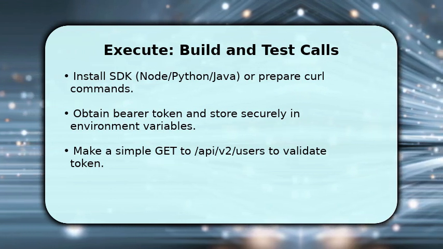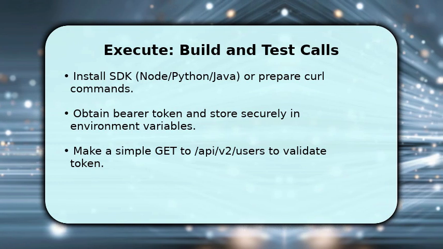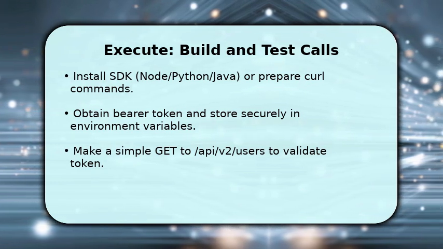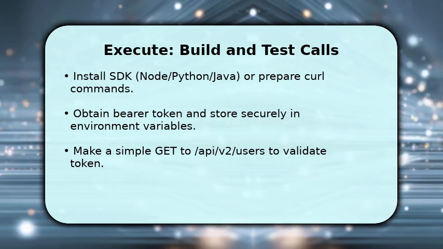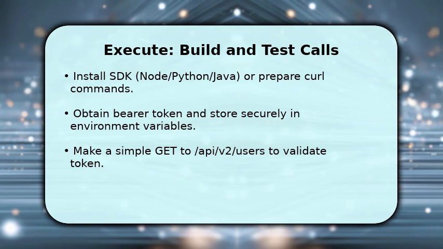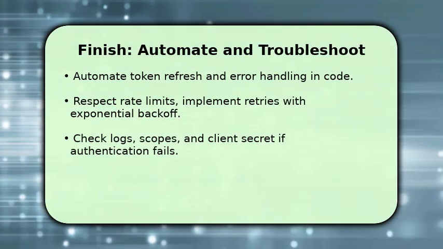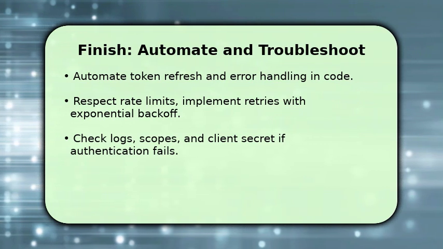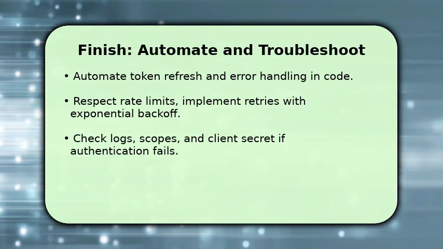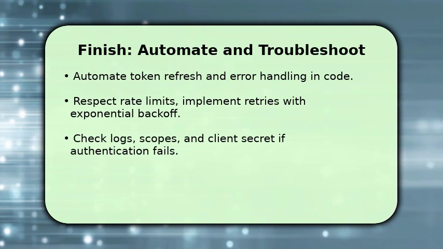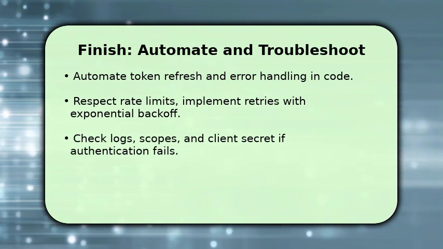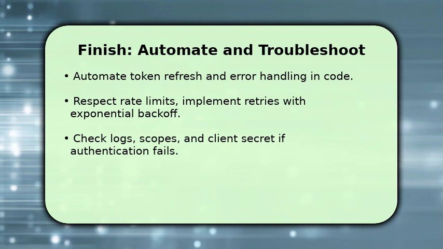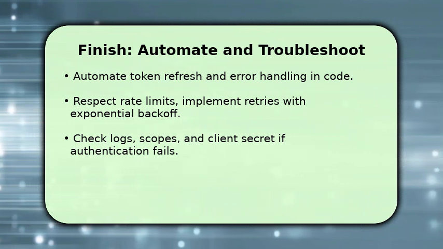While testing, inspect headers and JSON responses to understand rate limits and pagination, and adjust request parameters to fetch only the fields you need. To complete the workflow, automate token refresh and incorporate robust error handling so your integration runs reliably. This prevents sudden failures when tokens expire. Make sure to respect rate limits by batching requests and adding exponential backoff for retries.